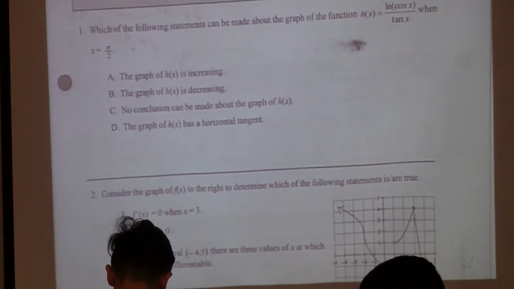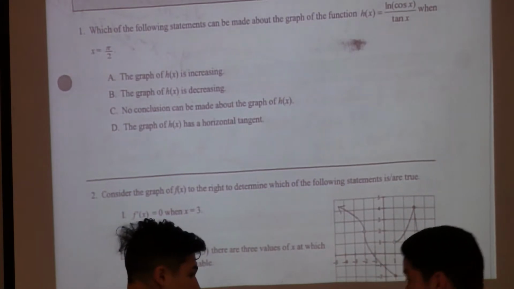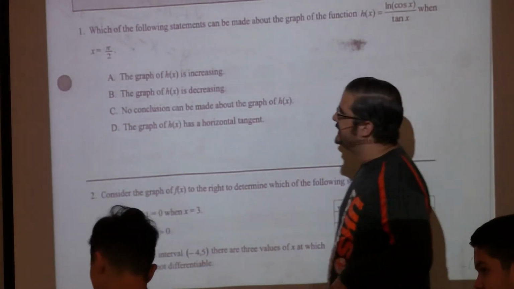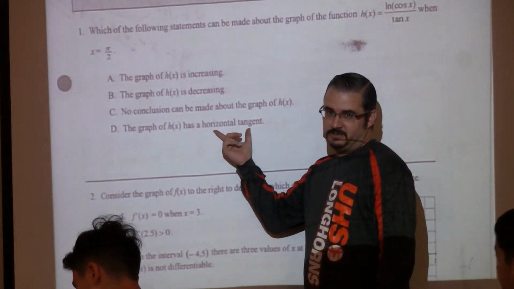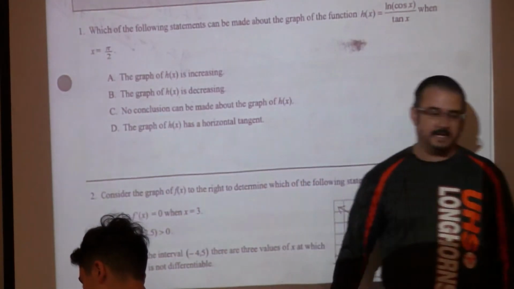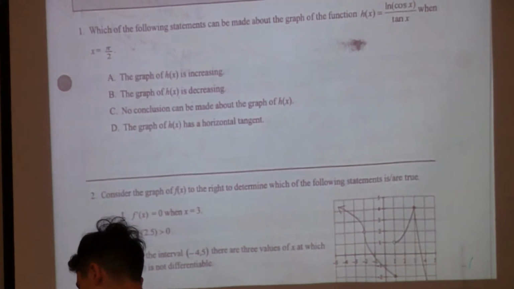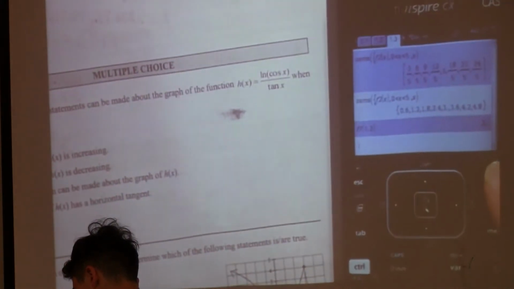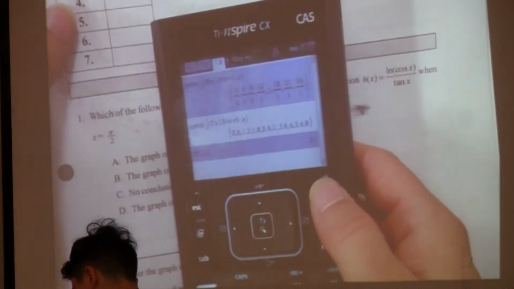The derivative, right? So h prime of x is positive, or h prime of x is negative, or h prime of x is 0, right? Okay, so we need to figure that out. This is the calculator section. So can we use the calculator to get the derivative at pi over 2? Yes. Alright, so let's do it.